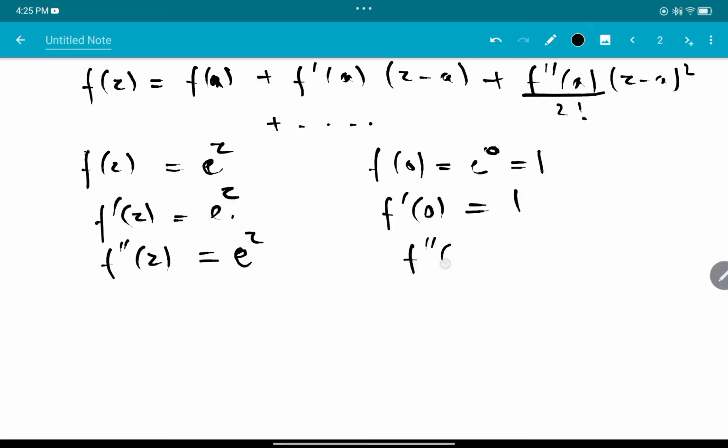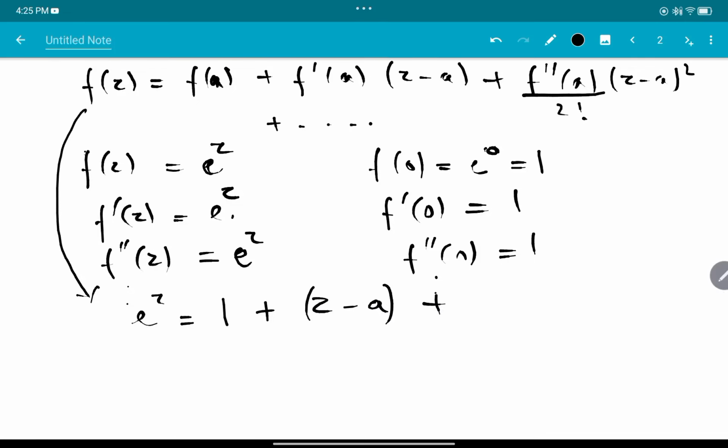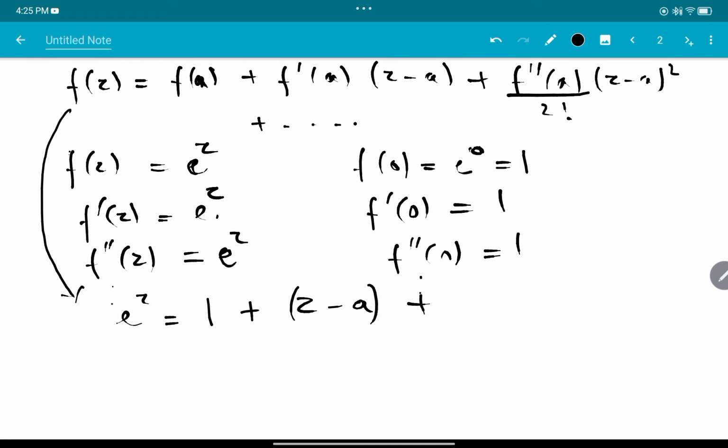f double dash 0 will be 1, and so on. All the coefficients will be 1. Then f(z) is e raised to z, which is equal to f(a). f(a) is 1 plus f'(a) times (z minus a), that is 1, plus f''(a), that is again 1, so it will be 1 by 2 factorial (z minus a) squared.